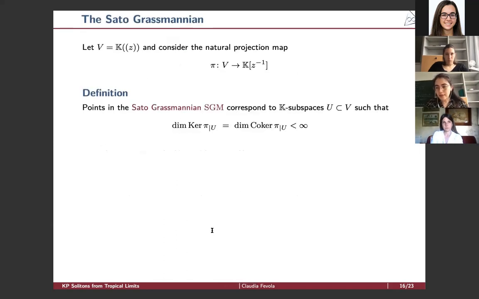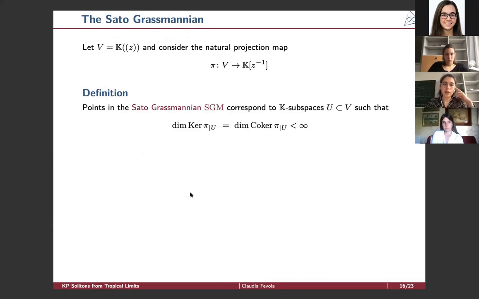So another interesting approach for constructing solutions was introduced by Sato. To describe it, we need to introduce the Sato Grassmannian. And this setting is interesting to us because it is entirely algebraic, and that allows us to make symbolic computations.